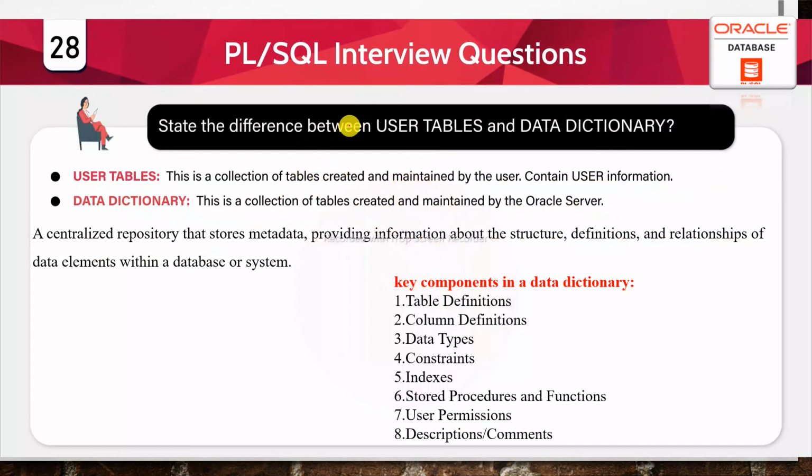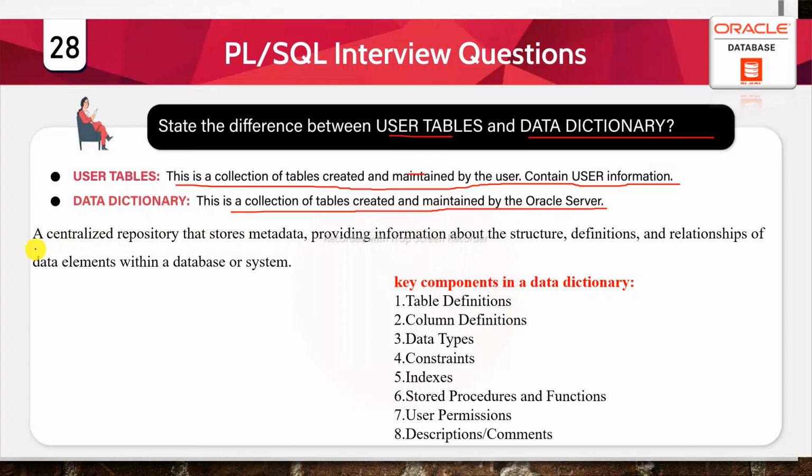Next, state the difference between user tables and data dictionary. So the user tables are a collection of tables created and maintained by the user. They contain user information. So this is about user tables. Then data dictionary tables are a collection of tables created and maintained by the Oracle server.